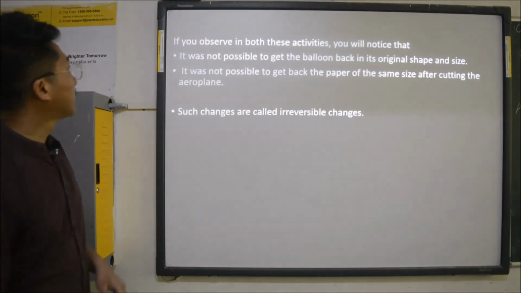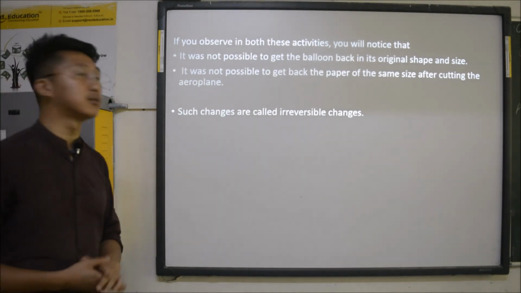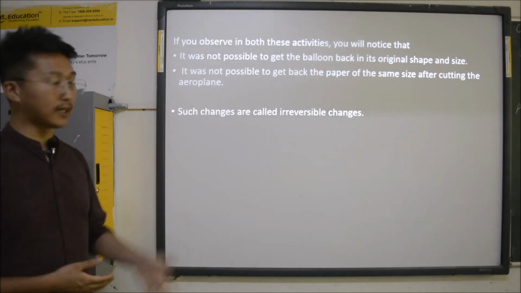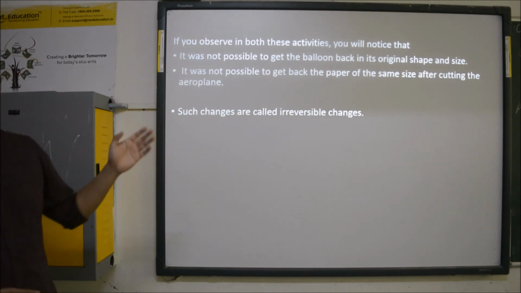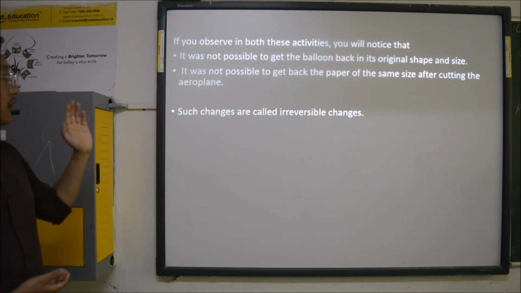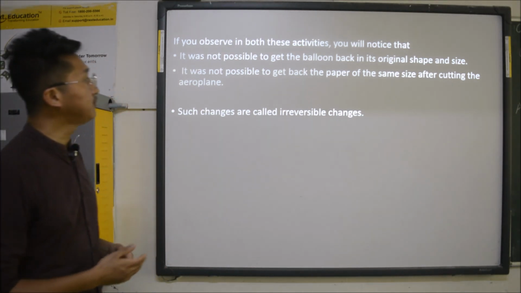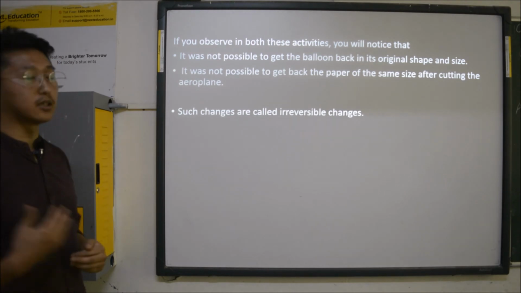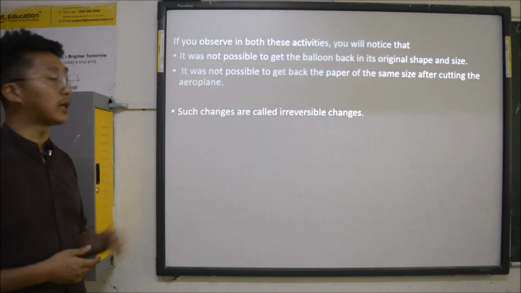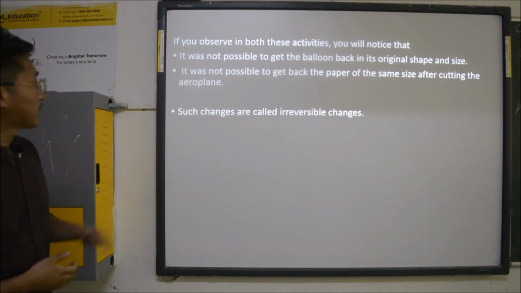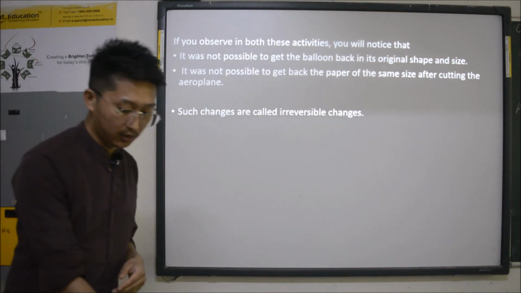Okay, so if you observe in both these activities, you will notice that it was not possible to get the balloon back in its original shape and size, and it was not possible to get back the paper of the same size after cutting the aeroplane. In both activities we could not get back the initial substance, or reverse the change. Such changes are called irreversible changes.